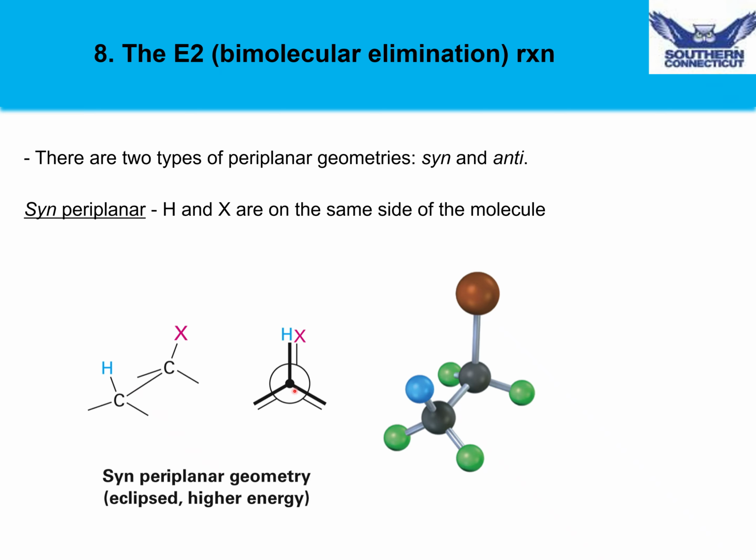Now, why is this not favored in the E2 reaction? Well, the reason is that it leads to eclipsed bonds. So this bond here is eclipsing this bond. These bonds here are also eclipsed. These two here on the left are also eclipsing each other. So it is a geometry that, although periplanar, is unstable because of those eclipsing interactions. So syn periplanar is not ideal for the E2.